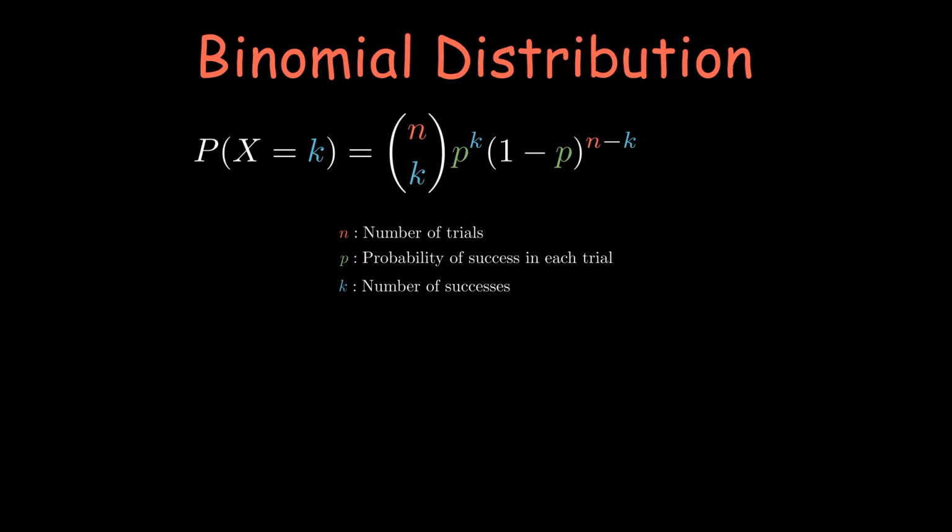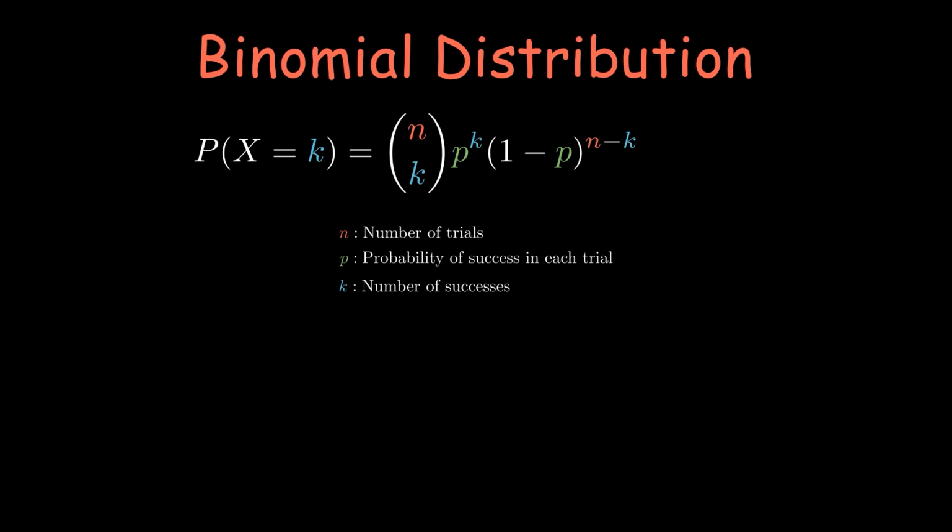Suppose we toss a fair coin 3 times, and we are interested in the number of heads we get. And let's say we want to calculate the probability of getting exactly 2 heads in 3 tosses of a fair coin. We can use the binomial distribution formula to calculate this.